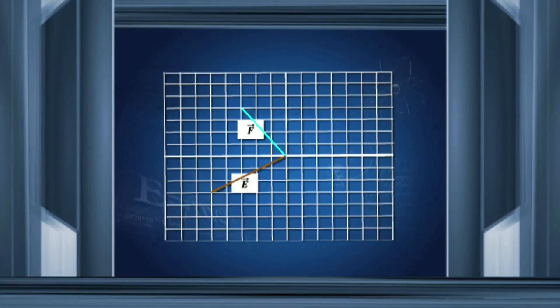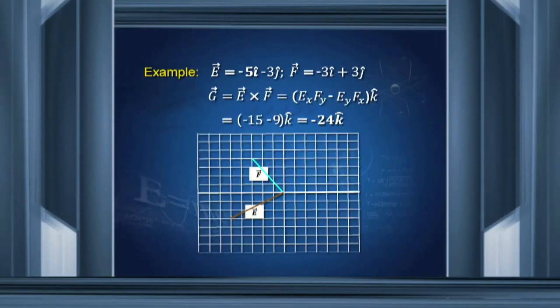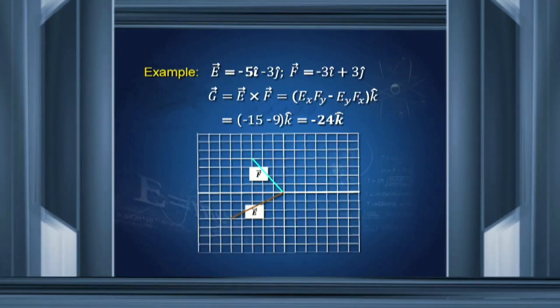Let us take another example. Here we have in this diagram vectors E and F, and vector E is minus 5 times i cap minus 3 times j cap, and F is minus 3 times i cap plus 3 times j cap. And the vector G, the product vector, is perpendicular to both E and F, and E and F are in the x y plane. Therefore, vector G has to be perpendicular to this plane, that is, in the z direction. And you can find that vector G is given by E x F y minus E y F x times k cap. And if you use the values of E x, E y, F y, F x, etcetera, you can get minus 24 times k cap. That means now it is in the minus z direction, and you can work out by the rule that I have told you already, the right hand screw rule, that E cross F would be in the minus z direction.